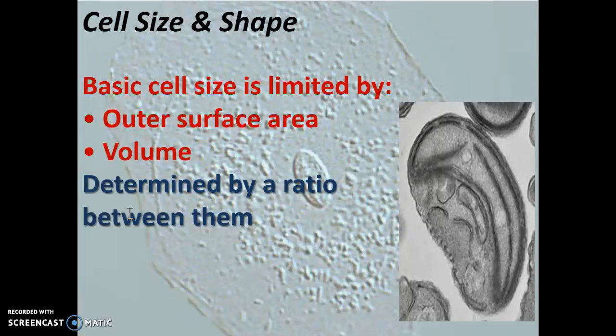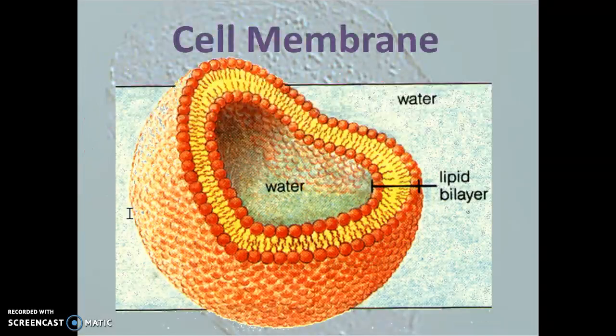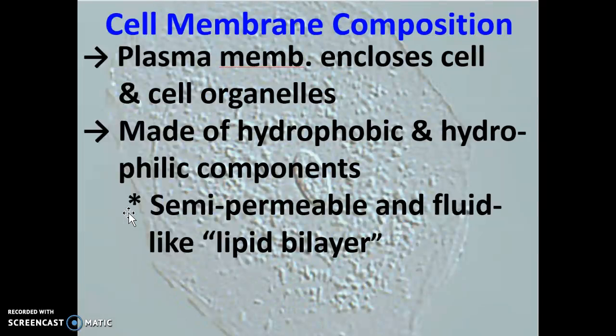Alright, again, cell size and shape is determined mainly by the ratio of the outer surface area and the volume. A cell, because it is membrane bound by a phospholipid bilayer, can't get too big, otherwise it'll explode basically, it'll fall apart, it'll pop. So surface area and volume. There's the phospholipid bilayer. There's a nice little diagram of my cell. So the phospholipid bilayer encloses the whole cell.